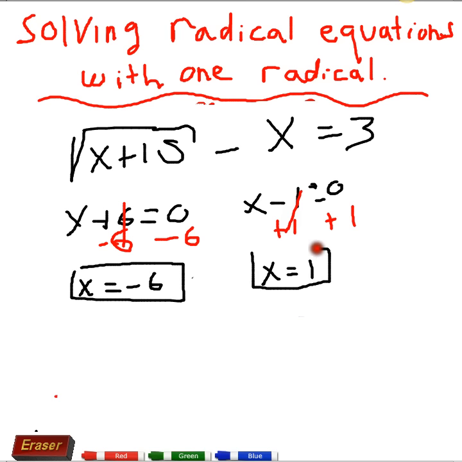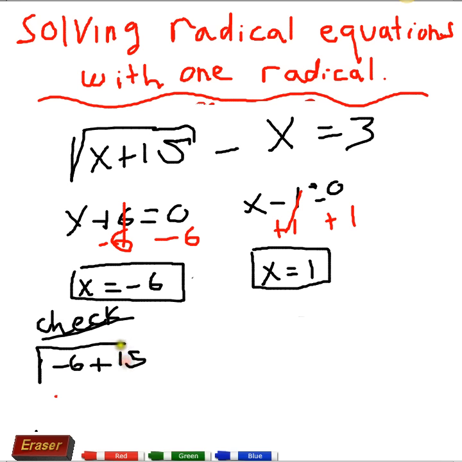Are we done? No, we're not, because remember, this is a radical equation. So what do you have to do when you get your answers? You have to stick it back in to check it. So the first thing we're going to do is check negative 6. So we're going to stick it into the original equation. So we have the square root of negative 6 plus 15 minus a negative 6 is equal to 3.